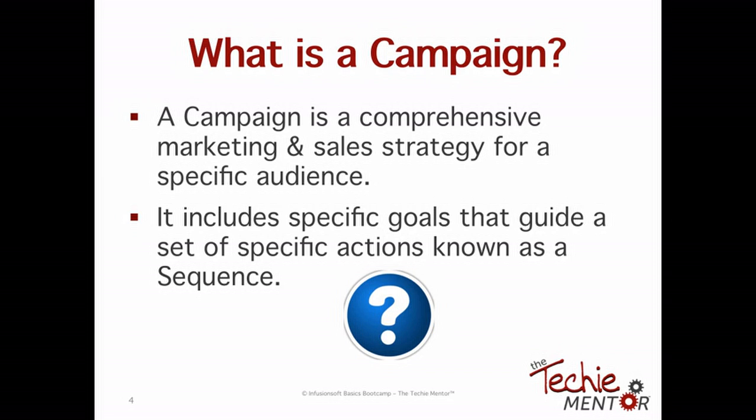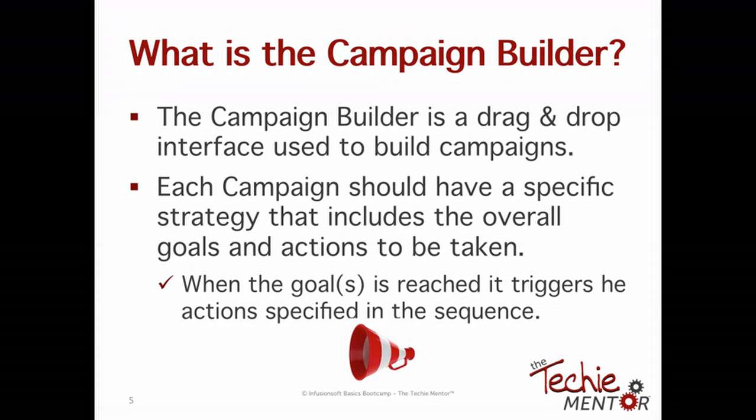So when you're working with clients and campaigns, they need to also understand that there is marketing and planning and strategy involved in creating a campaign. Okay, and so a campaign has goals that take specific actions, known as what's called a sequence. So we looked at sequences earlier. We'll be going into more sequences in advanced, but we're going to just stick with some simple ones here.